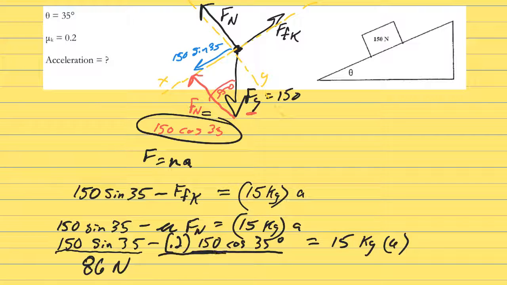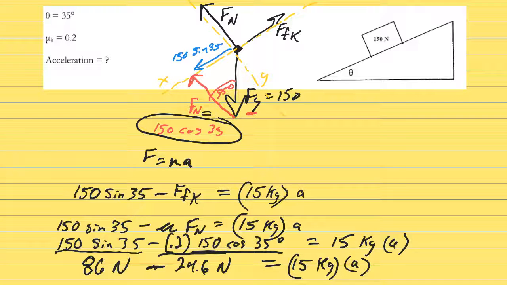So if I do this whole math, 0.2 multiplied by 150 multiplied by cosine of 35, and there's a negative there, friction takes away. That's 24.6 newtons. And this all equals 15 kilograms multiplied by A. Slow down. 86 minus 24.6 is 61.4 newtons, and that equals 15 kilograms times A.